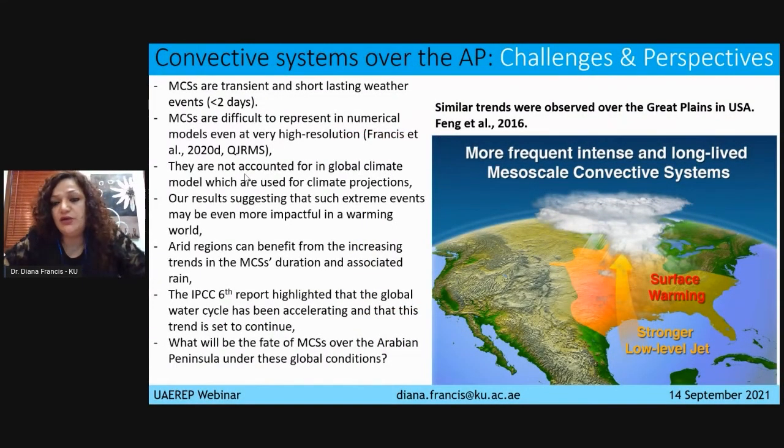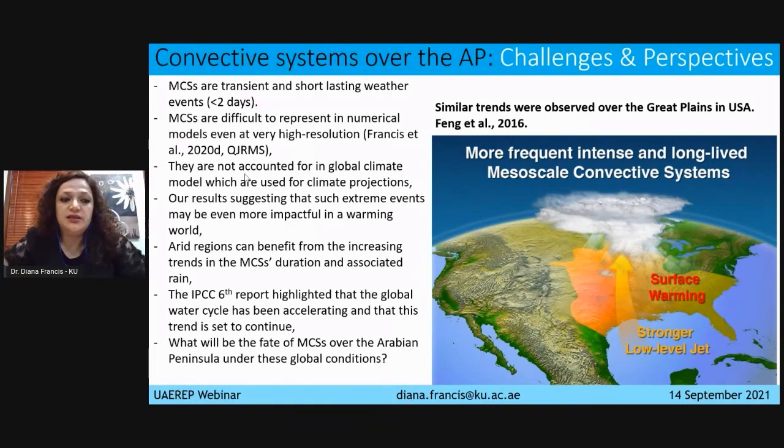Now, these trends that we observed here over the Arabian Peninsula were also observed over the Great Plains in the US. And many scientists associate them to global warming because of a few factors. I can cite some of them now and later discuss more in the Q&A session. You know, for example, that a warmer atmosphere can hold more water than a cold one. So this could explain the increased duration in mesoscale convective systems, as well as the rain that is associated with them.